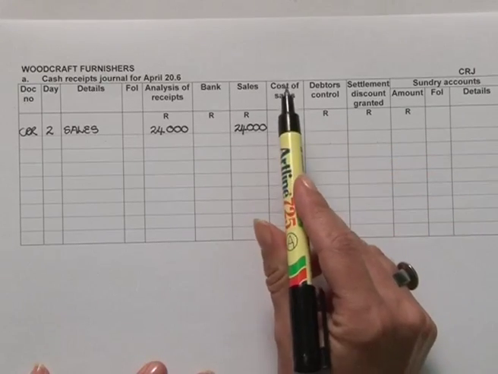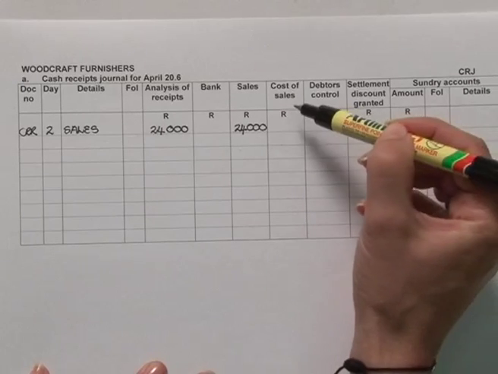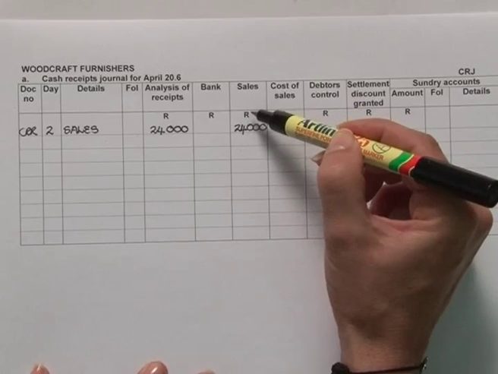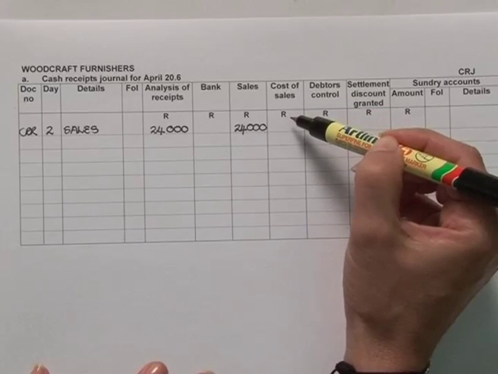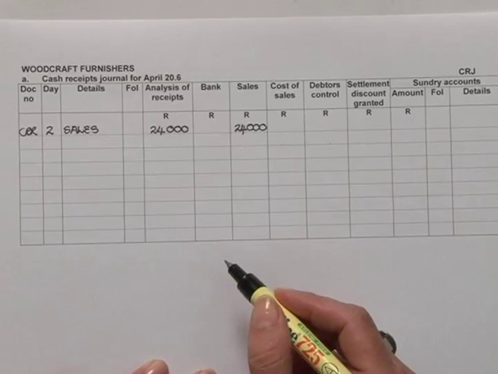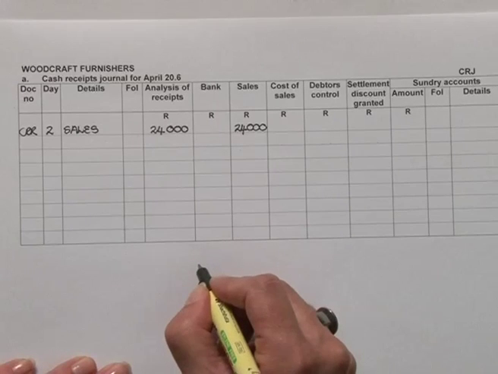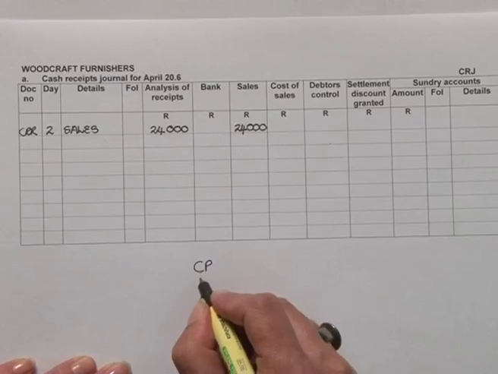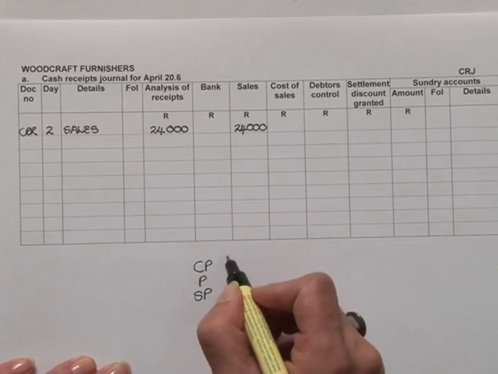And remember, here we have a column for cost of sales. Perpetual inventory system. As soon as we sell the items, we need to account for the cost price of the sold items as well. You recall, they gave us the profit markup as 50% on cost price. So if we can quickly have a look at our 6-block calculation, 50% on cost.